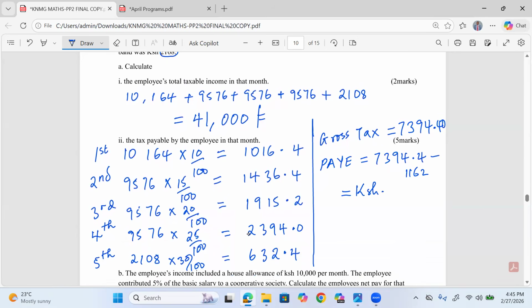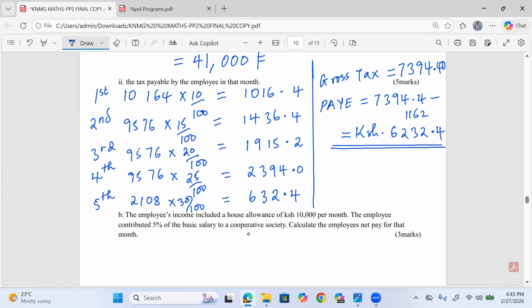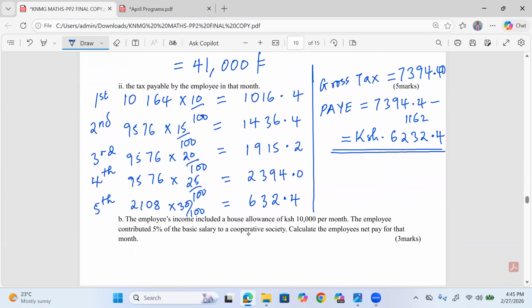So we subtract 1162. This gives us 6232.40. So this is now the net tax payable by this particular employee. We proceed. We are now in part B of this good question on commercial arithmetic.